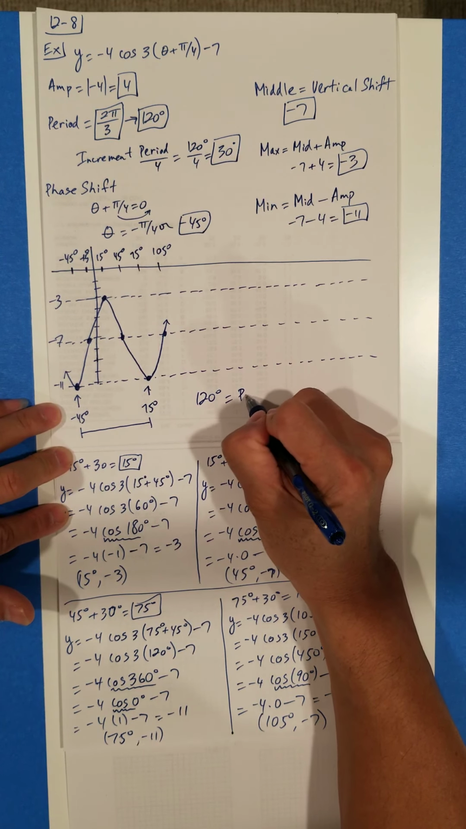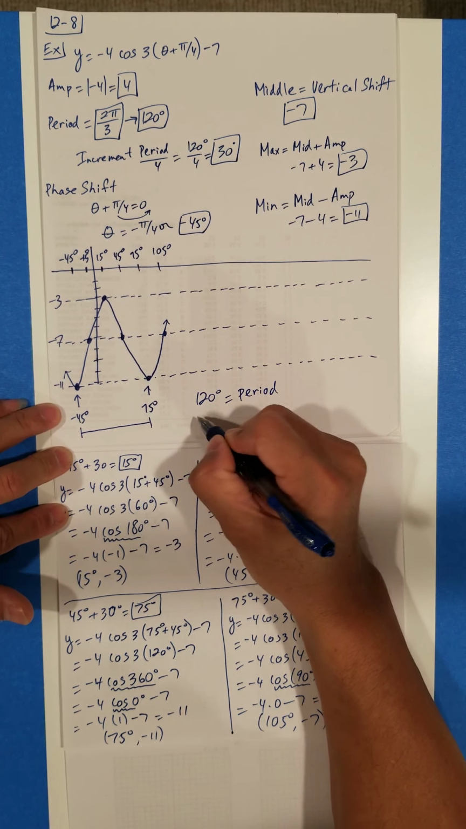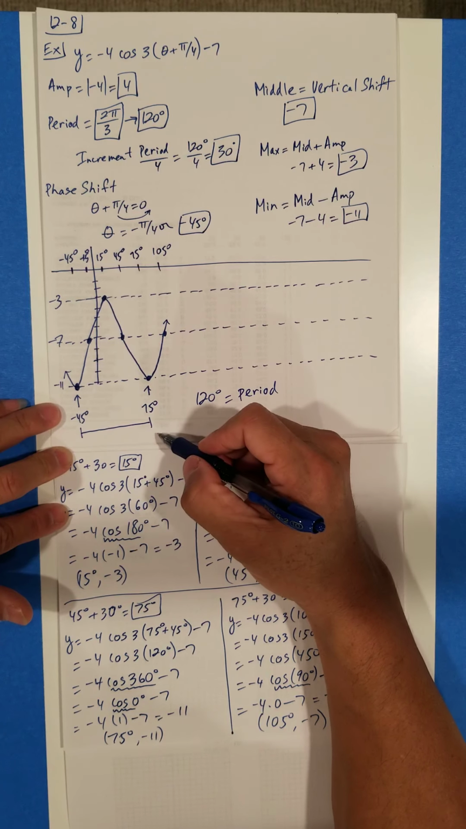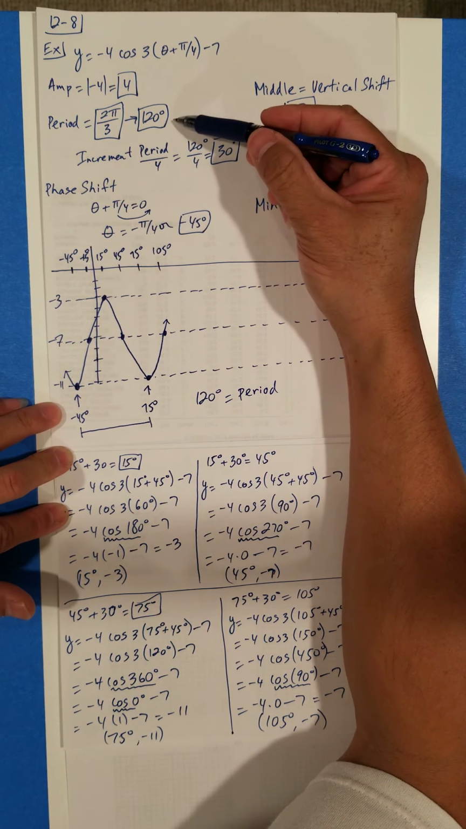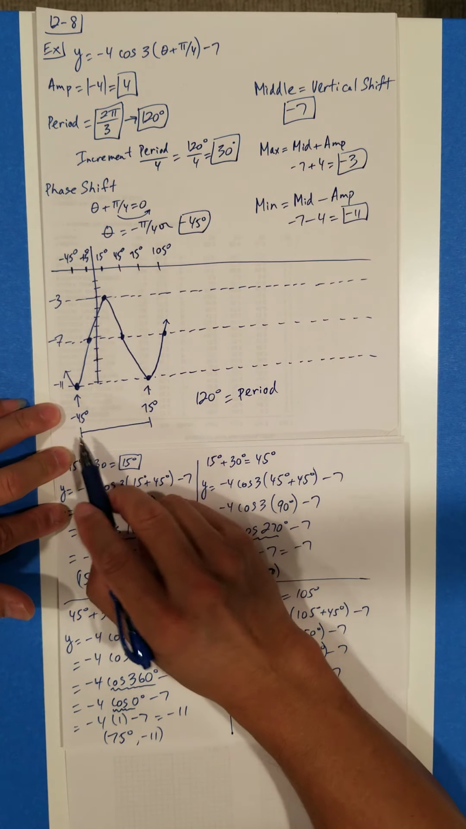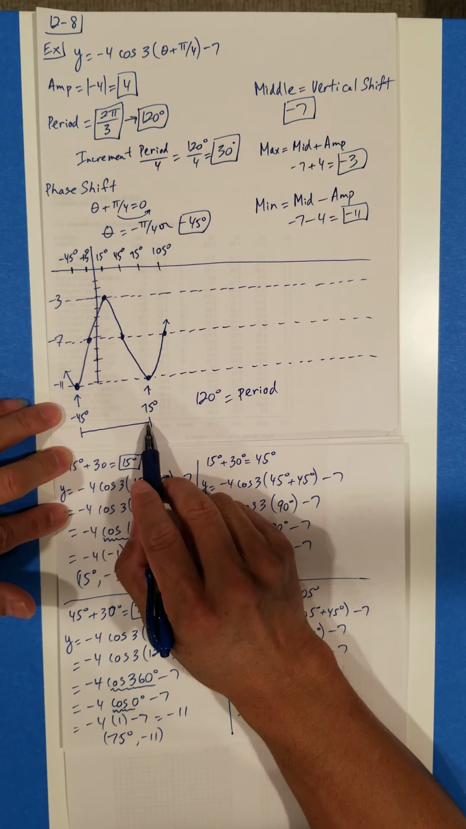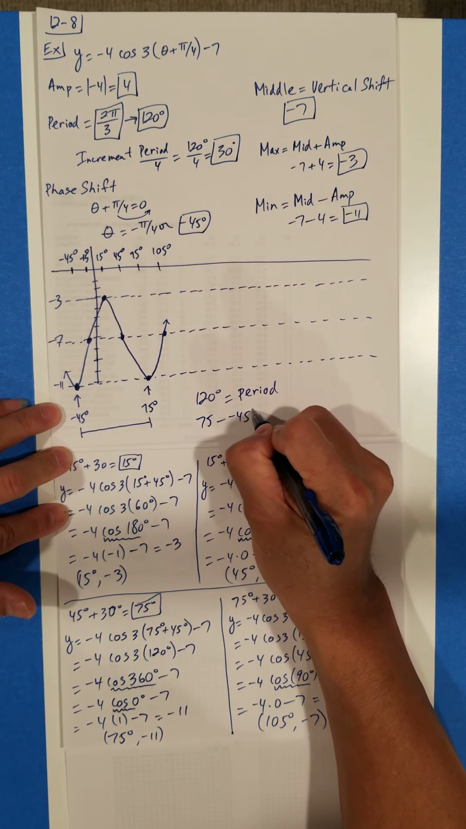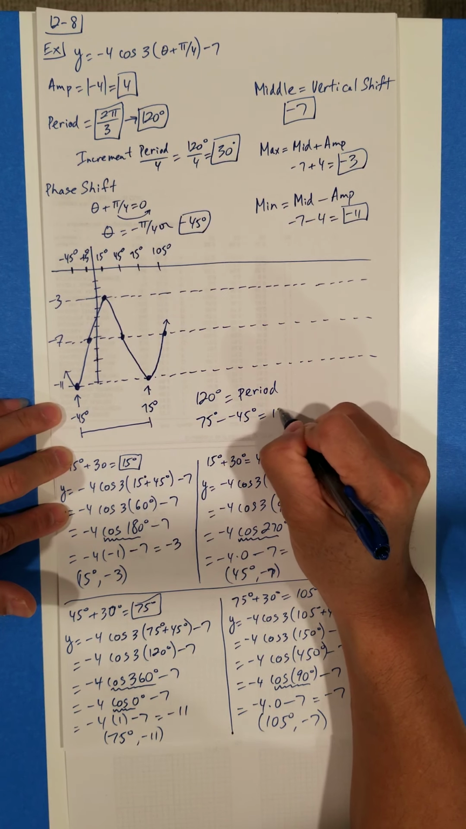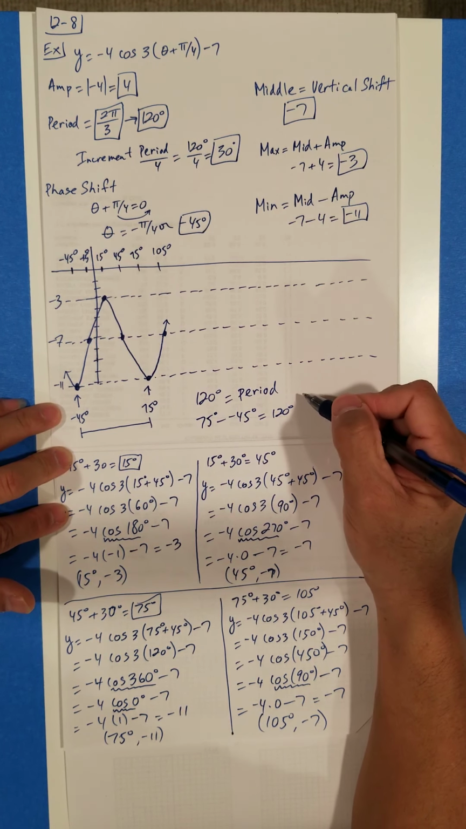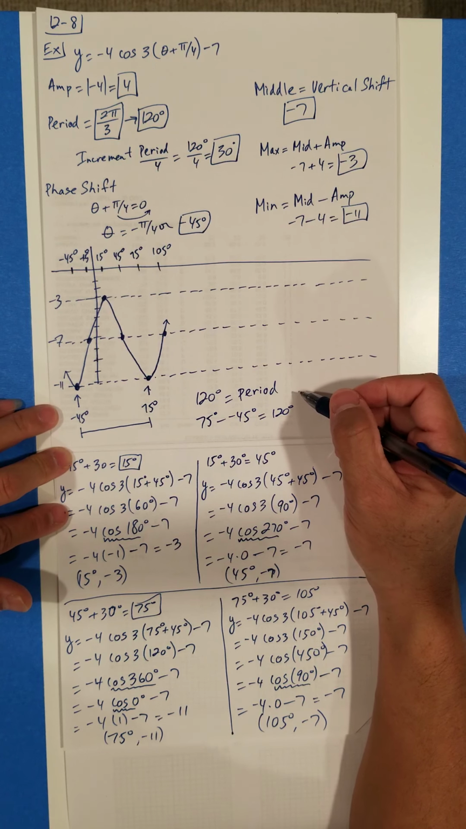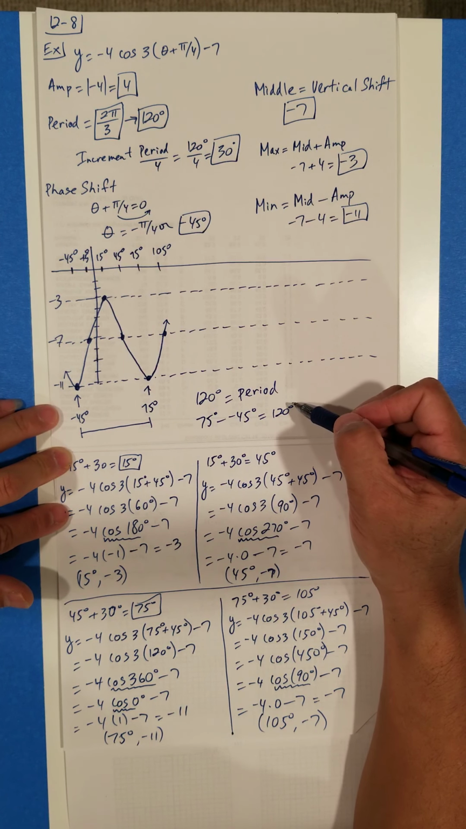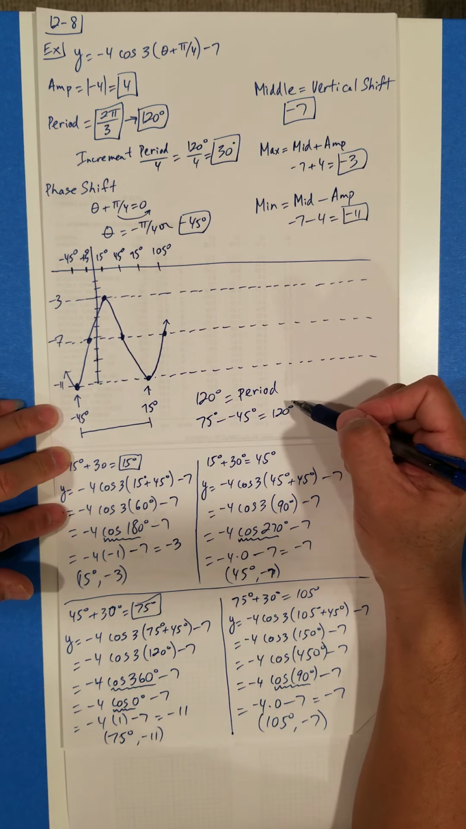That's because it's the period. It took us 120 degrees to complete, and that's what we found up here for the period. -45 all the way to 75 is 120. So 75 minus -45 is 120. 120 is our period. That's always going to be like that. Period is how long the graph takes to finish or copy itself. Okay? I hope you understand that.